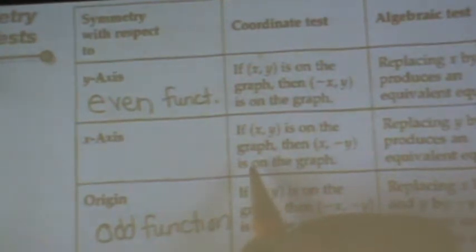For origin symmetry, what you do is replace x and y for -x, -y. Origin is an odd function. For x-axis symmetry, you replace y for -y, or you look at your ordered pairs and see if the y values are opposite. For x-axis symmetry, it doesn't have another name.